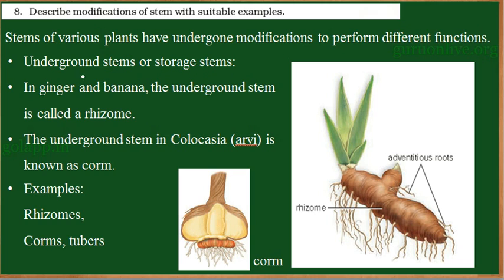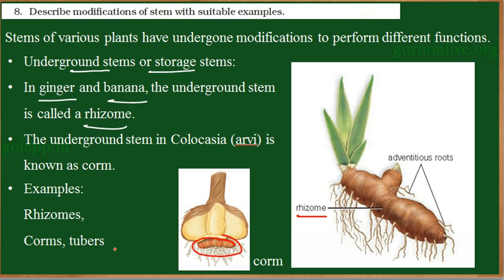Under that, the first one is the underground stem, also called storage stems. In plants like ginger and banana, the underground stem is called a rhizome. So here we can see this is a rhizome. It is a swollen structure, a stem in which the excess of food substances is stored, that is, excess glucose is stored in the form of starch. So this structure is called a rhizome. Similarly, in plants like colocasia, this swollen structure is called a corm. So rhizomes, corms and tubers.